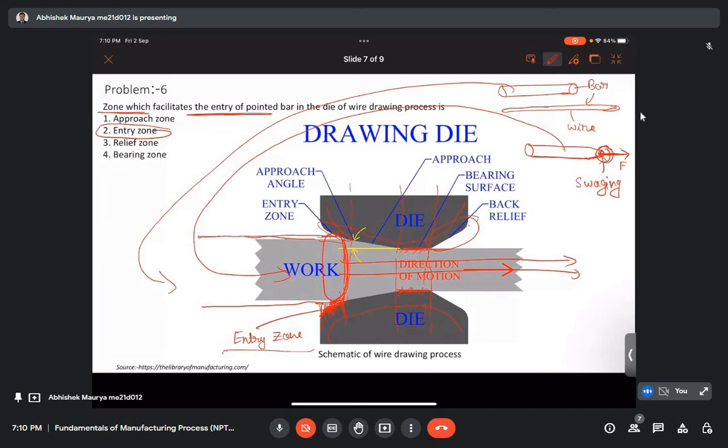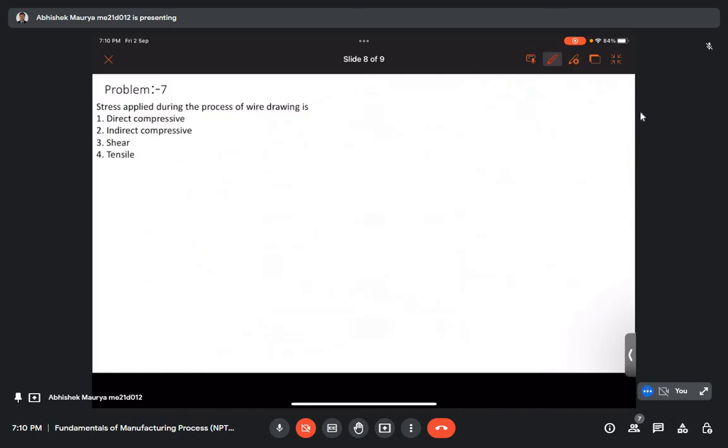If any of you have a doubt, you can ask me, or we can move to the next question. Okay, so entry zone is the correct answer, and I don't think any of you have a doubt in this question. So let's move to the next question. Please read the question and try to think, and you can give your response in the polling section. After that we will discuss it together.